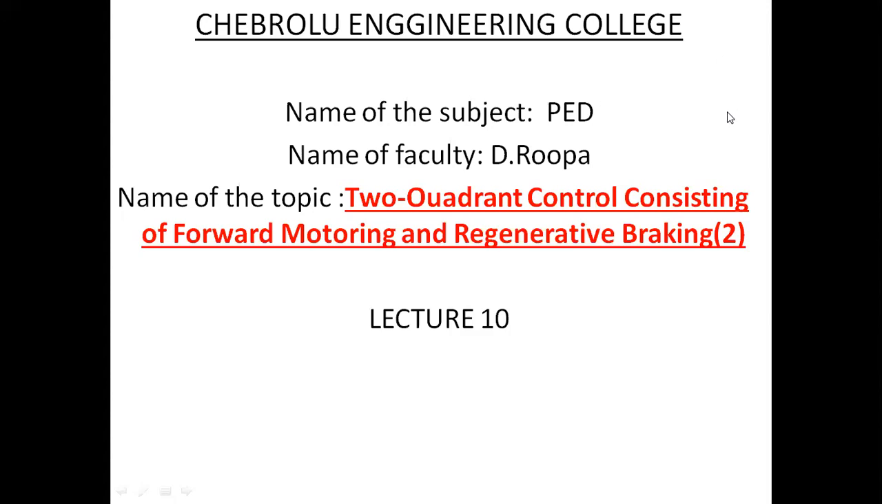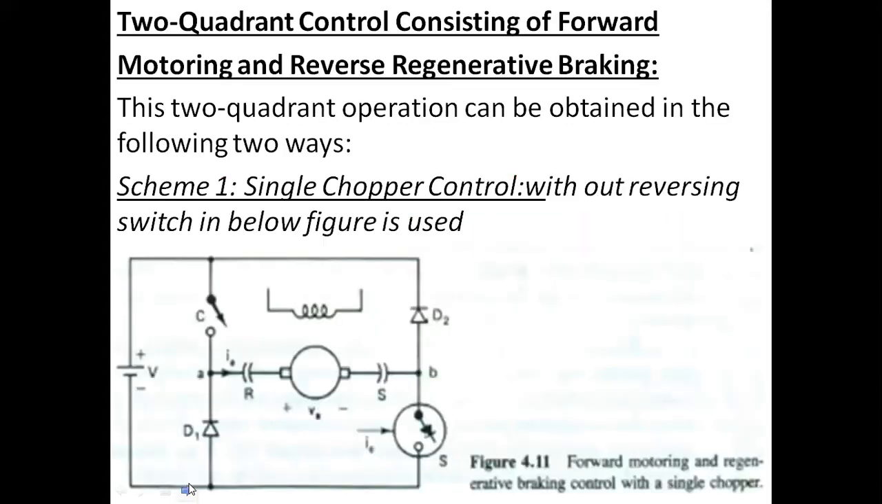I'm dealing the subject for electronic controllers and drives, and today's topic is two-quadrant control consisting of forward motoring and regenerative braking. So this is the two-quadrant control consisting of both forward motoring and reverse braking. Here we are requiring a chopper. We are aiming for a chopper which is giving a positive current and voltage in either direction. So we are taking such a two-quadrant chopper.